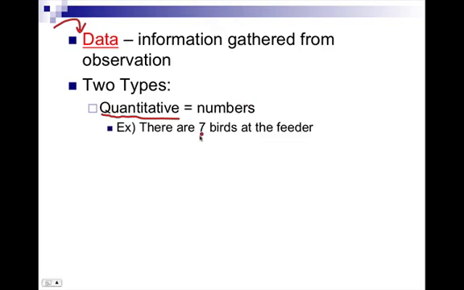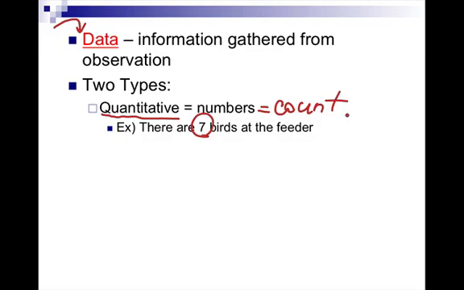For example, there are 7 birds at the bird feeder. So quantitative means something that we count. Or another word, or the root word, would be quantity. Quantity. That would be some way that you can remember quantitative.